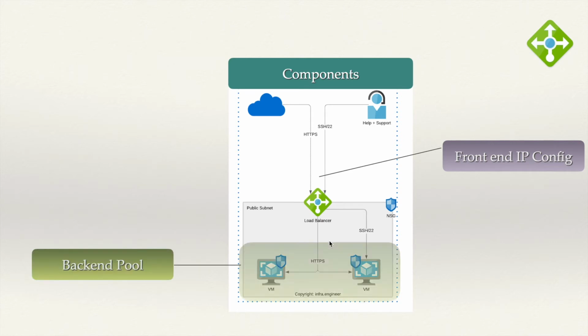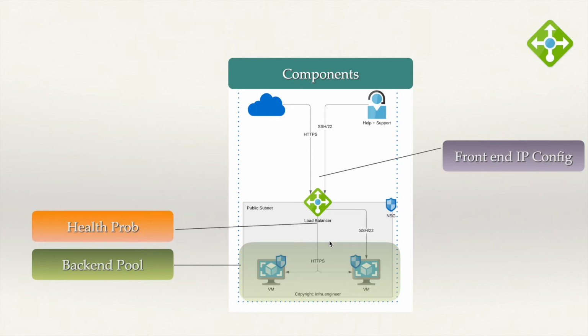Next is the backend pool, which is again the collection of machines that has been associated with your load balancing. So basically, where exactly your load balancer needs to route the traffic. This is the "where" part of your load balancing configuration, which is the backend pool. So I always remember backend pool as "where".